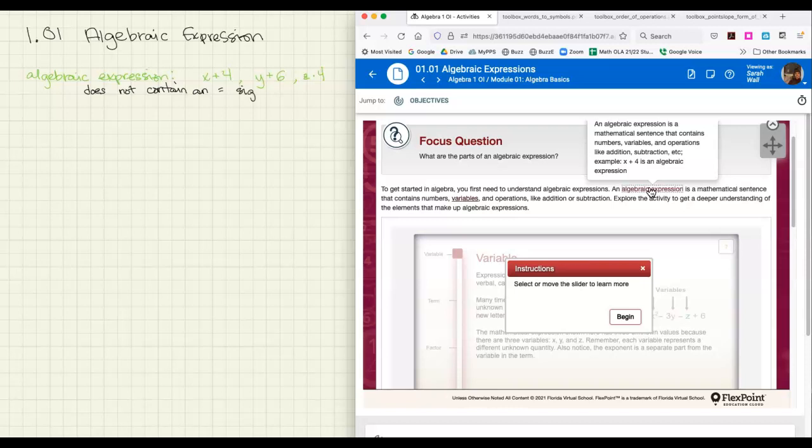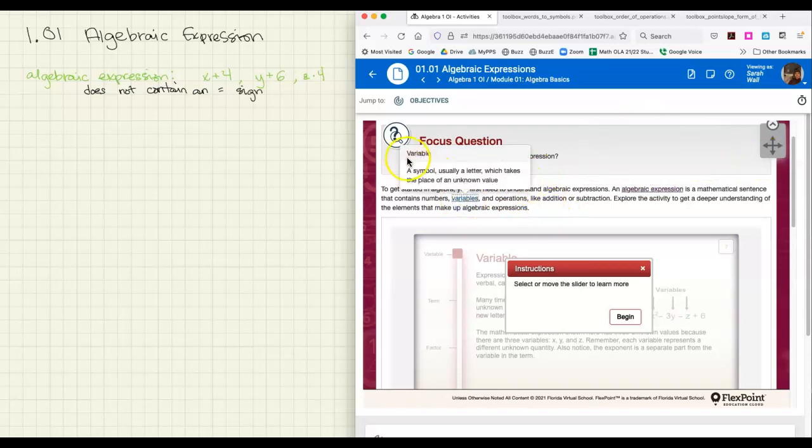Okay? So that's really, really important. And then variables. What is a variable? If you could respond back to me, I'm sure what you would say is a variable is a symbol or a letter that takes place of an unknown value, usually a number, right?